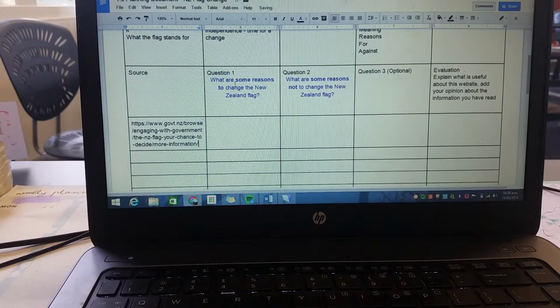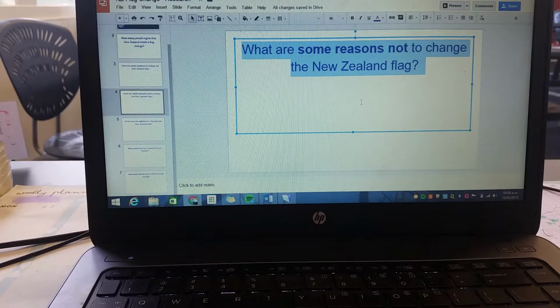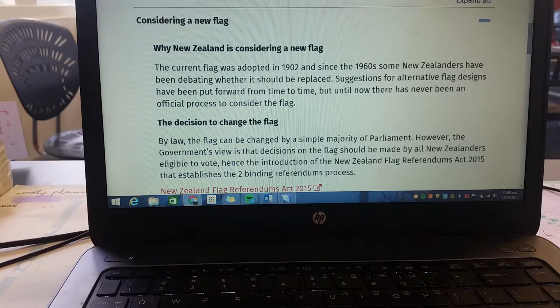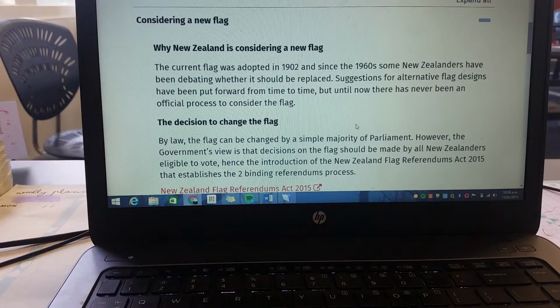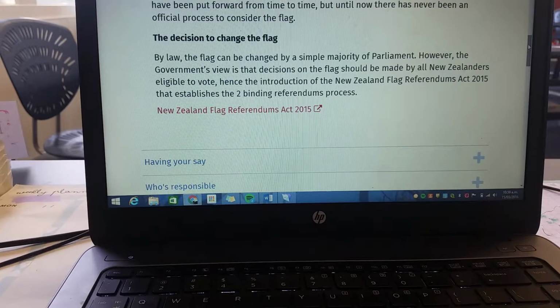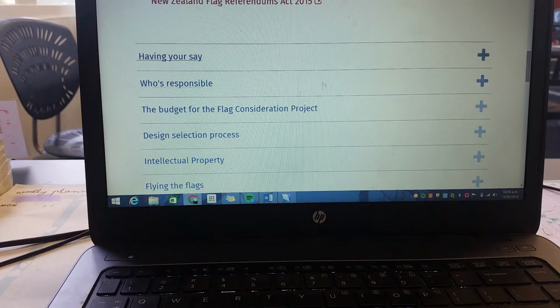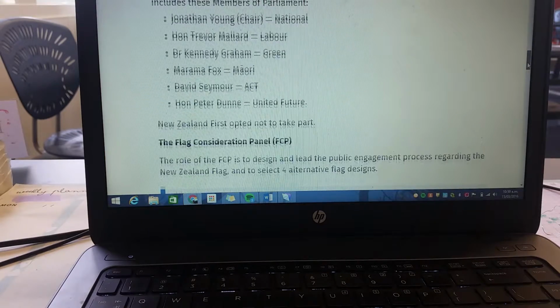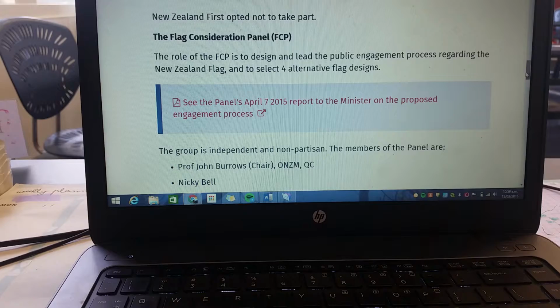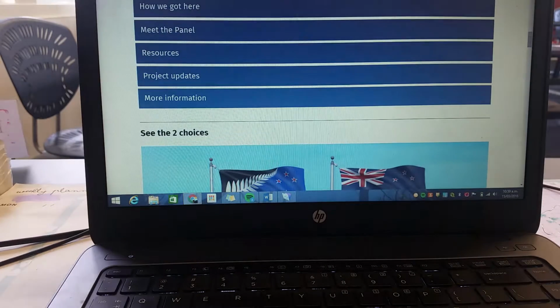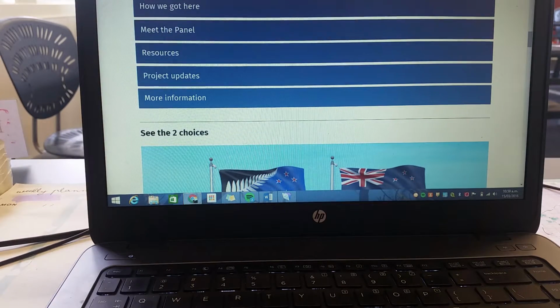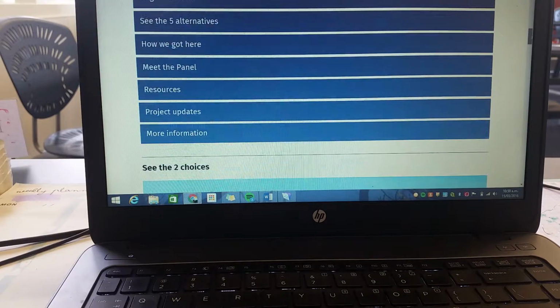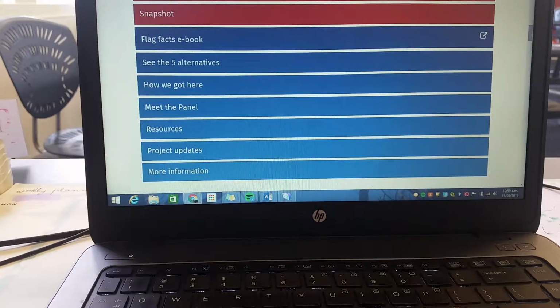And then what I'm going to do is look for what are some of the reasons to change it. New Zealanders have been debating whether it should be replaced. The decision to change the flag. By law, the flag can be changed by a simple majority. Okay, the thing with research, it does take a lot of reading. So I need to read through all this information and find out where it answers my questions.